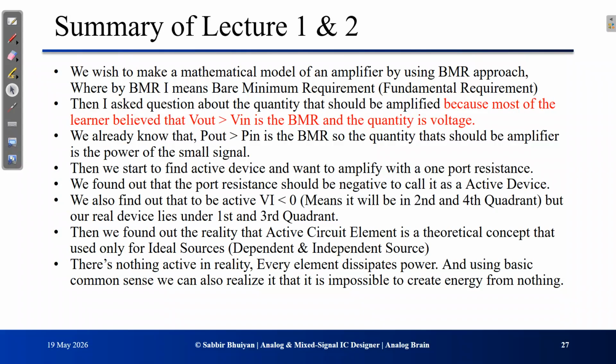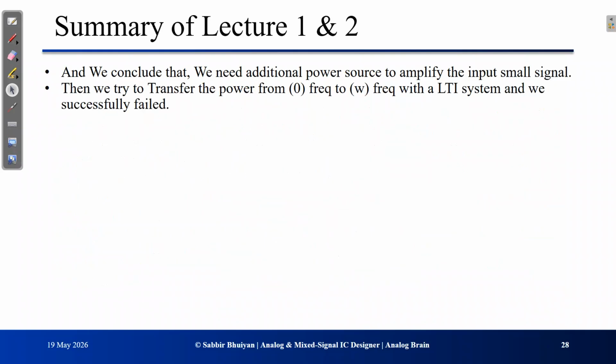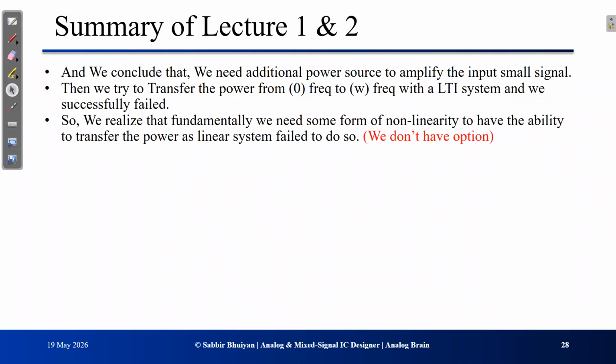We also saw that, and we concluded that we need an additional power source to amplify the small input signal. Then we tried to transfer the power from zero frequency to omega frequency, right? The VDD is at zero frequency, the DC power source, with an LTI system, right? And we successfully failed here with a passive LTI system. So we realized that fundamentally we need some form of non-linearity to have the ability to transfer the power, as a linear system fails to do so. We don't have an option. Remember that.